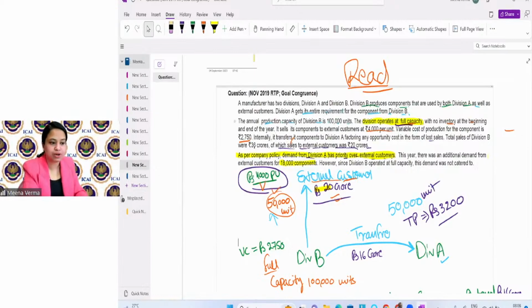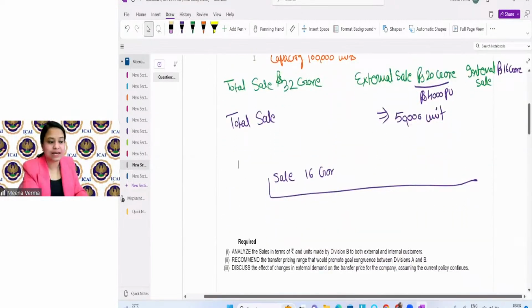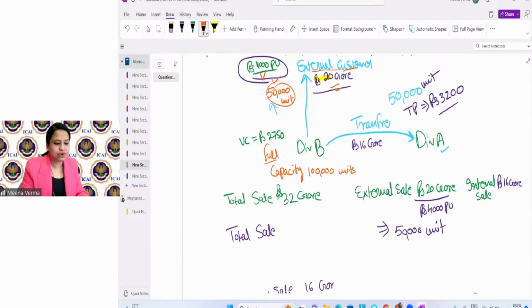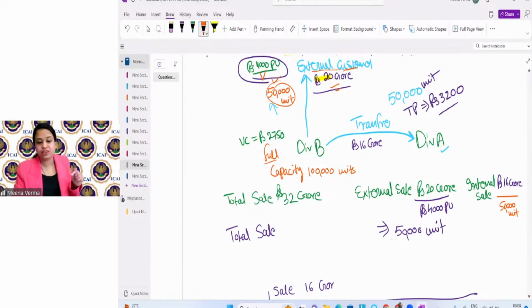Whatever they are producing, they are capable of selling the entire unit in the outside market. This is given. So the total sale is 1 lakh unit. If 50,000 units are transferred externally, then the remaining 50,000 units are transferred internally. If you divide 16 crore by the units, you will get the transfer price. At present, you are transferring the units internally at 3,200 rupees.